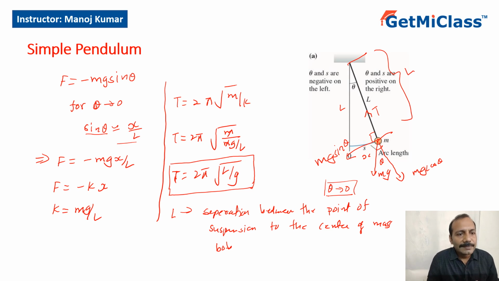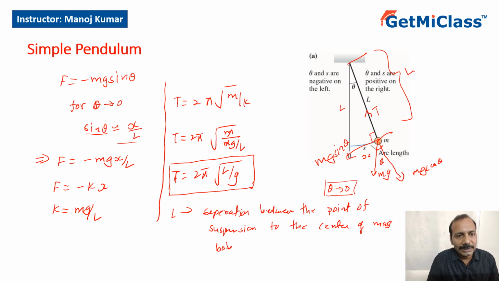Now why I'm very specific about this length is that there are questions where the bobs are given in situations where the bob's center of mass is changing. For example, I have a hollow sphere acting as a bob and it is filled with water. Then where is the center of mass? At the center. Now if I keep a small hole at the bottom of it, what will happen? The water level keeps on decreasing. When the water level keeps on decreasing, the center of mass keeps on going to the lower end and the effective length would increase.